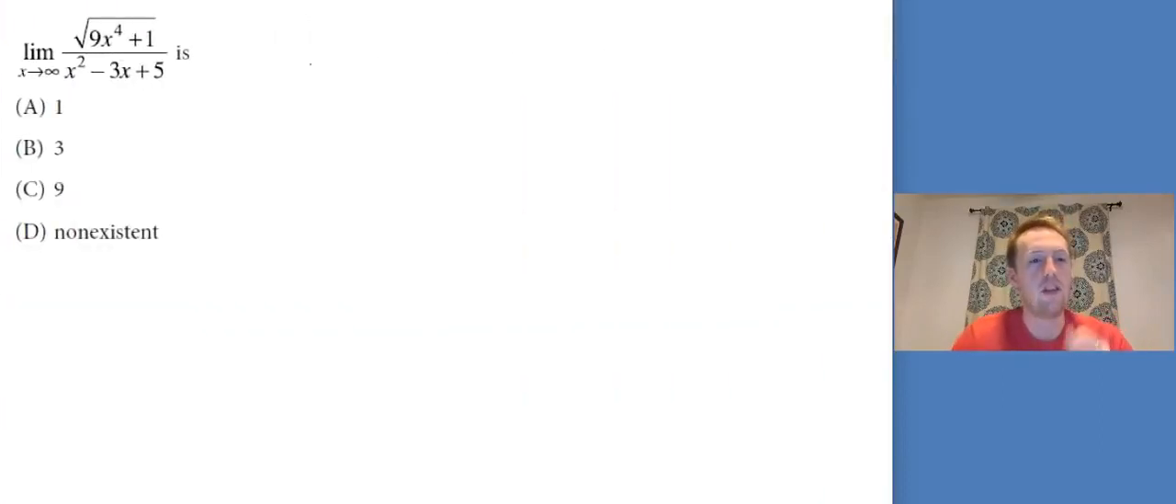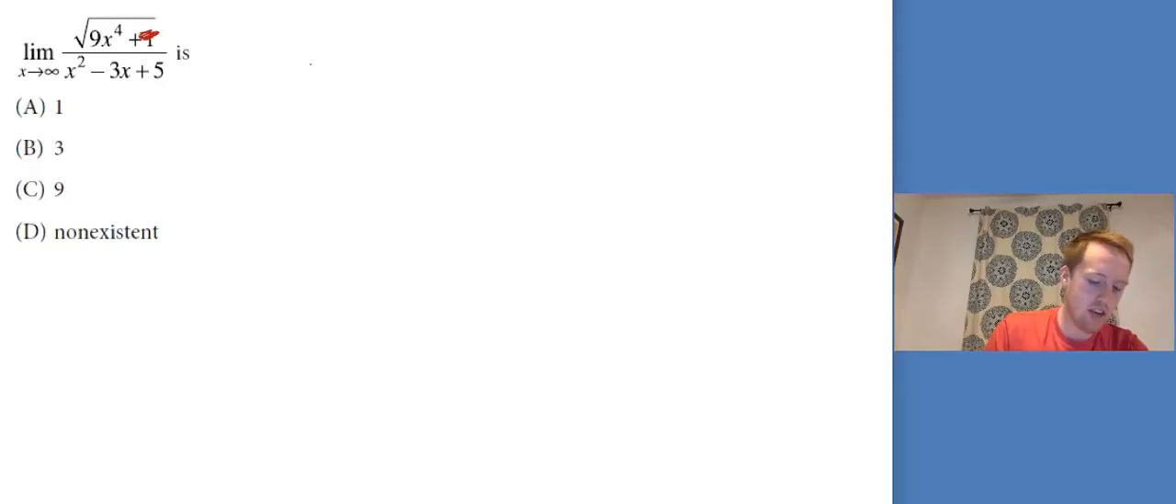We'll see in an example in a second. So let's take this one. We've got the limit as x goes to infinity for square root of 9x to the 4th plus 1 over x squared minus 3x plus 5. Okay, at infinity, is adding 1 really going to change anything? Probably not. At infinity, considering there's an x squared right next to it, is minus 3x plus 5 really going to change much?